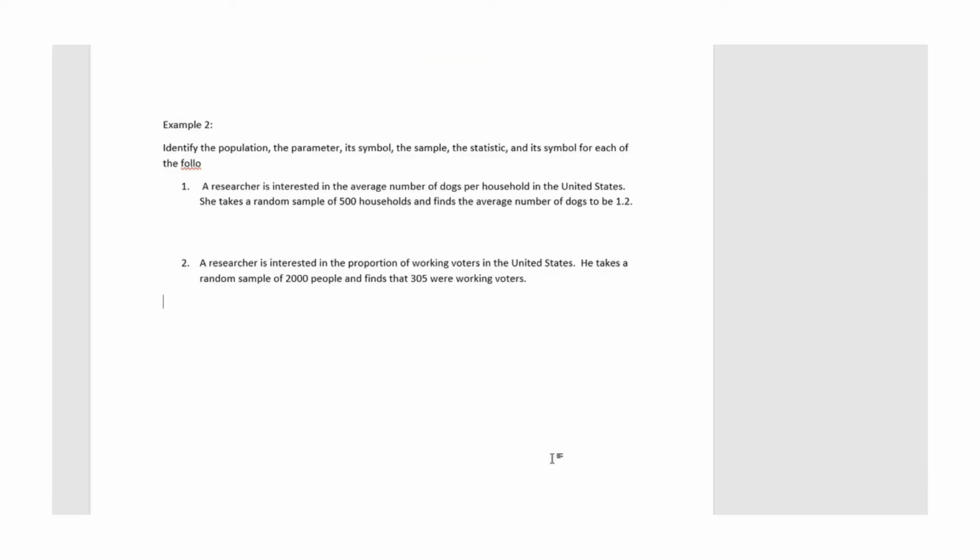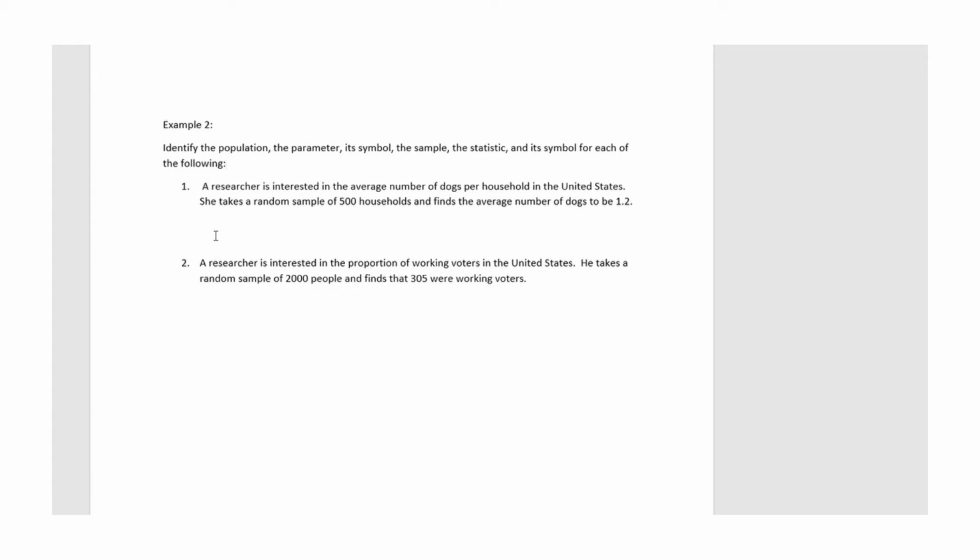Okay, so let's look at example 2. We want to identify the population, the parameter, the symbol for that parameter, the sample, the statistic, and the symbol for that statistic. And somewhere along the way, when I copied and pasted, I lost the word "the following." Okay, so number 1, a researcher is interested in the average number of dogs per household in the United States.